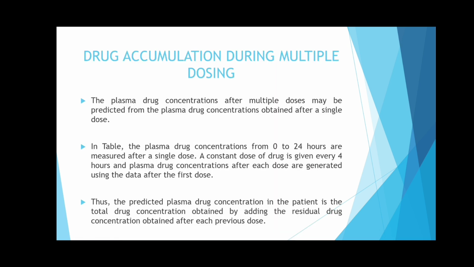Now the plasma drug concentration after multiple doses may be predicted from the plasma drug concentrations obtained after a single dose. At a single dose only we have done all those plasma concentrations, and the same we have repeated for the second dose, third dose and so on. In the table the plasma drug concentration from 0 to 24 hours is measured after a single dose. A constant dose of drug is given after every 4 hours, and the plasma drug concentration after each dose is generated using the data after the first dose. Thus, the predicted plasma drug concentration in the patient is the total drug concentration obtained by adding the residual drug concentration obtained after each previous dose. So these statements all say the same thing.